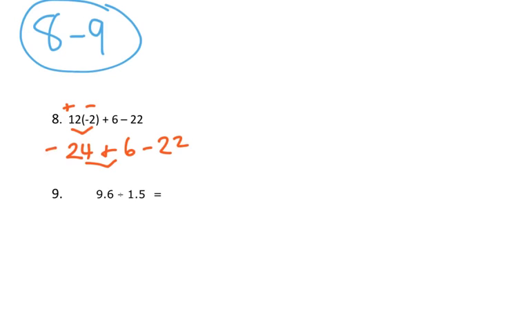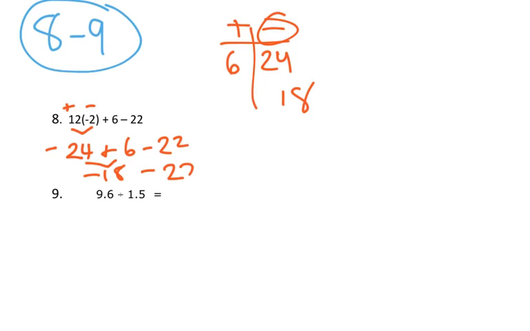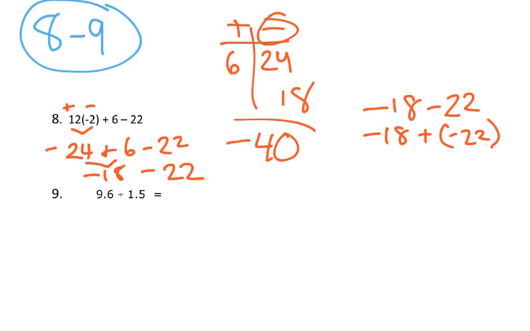Negative 24 plus 6. I can make a chart for 24 negatives, 6 positives. Well, negative team wins by 18 points. Negative 18 minus 22. When I have a subtraction problem, I'm going to do keep, change, opposite, which gives me a final answer of negative 40.